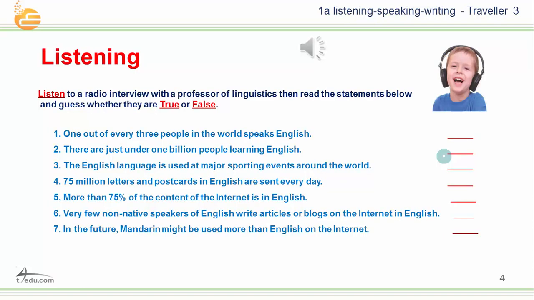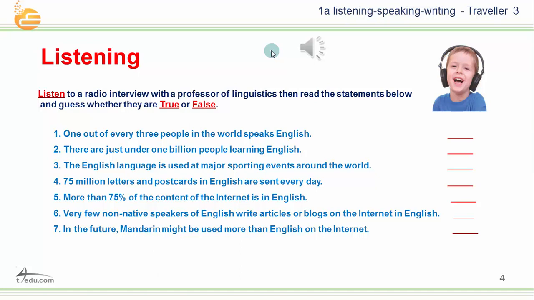Now we're going to listen and tick for true or false. 1A. Listening and speaking. Listening. B. Now listen to a radio interview with a professor of linguistics and check your answers in exercise A.